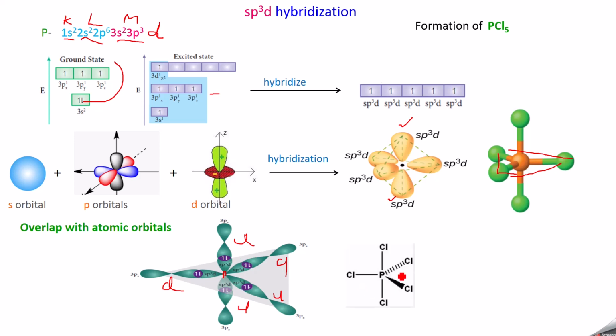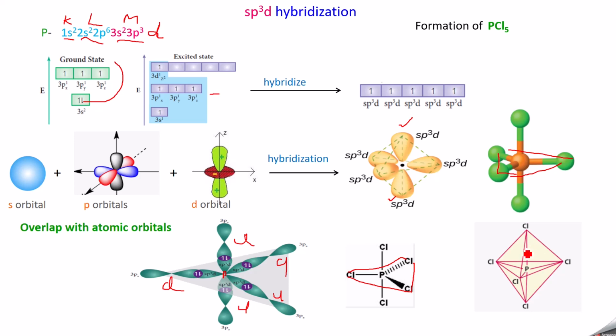So you will get the shape like this. You have this chlorine, this one, and this chlorine, and this one. They all will be in one plane, so they form a triangle or trigonal shape. And these two chlorines will be perpendicular to this plane. So you get the geometry like this: phosphorus with these 3 chlorines in one trigonal plane, and these two chlorines perpendicular to it.